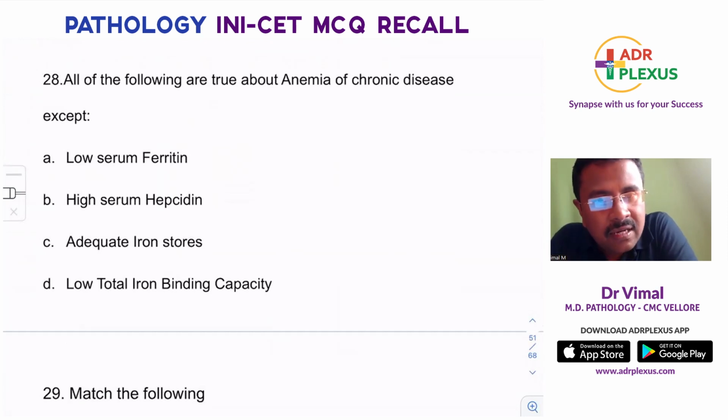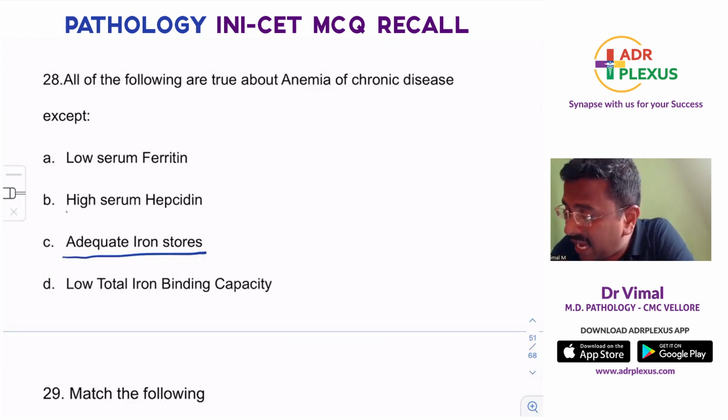So now let us explore all of these options. Anemia of chronic disease and iron deficiency anemia: you have to compare and contrast these two diseases. What will happen to the parameters? Usually the iron stores will be adequate in anemia of chronic disease, whereas in iron deficiency anemia, iron stores will be lost. But what happens in anemia of chronic disease?